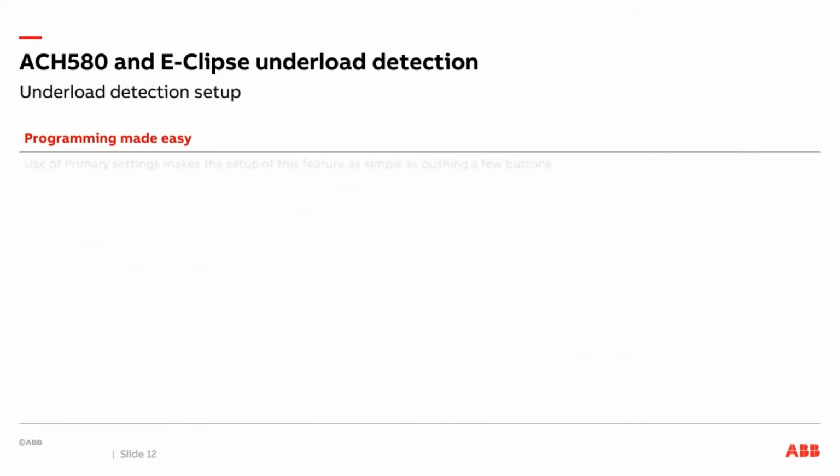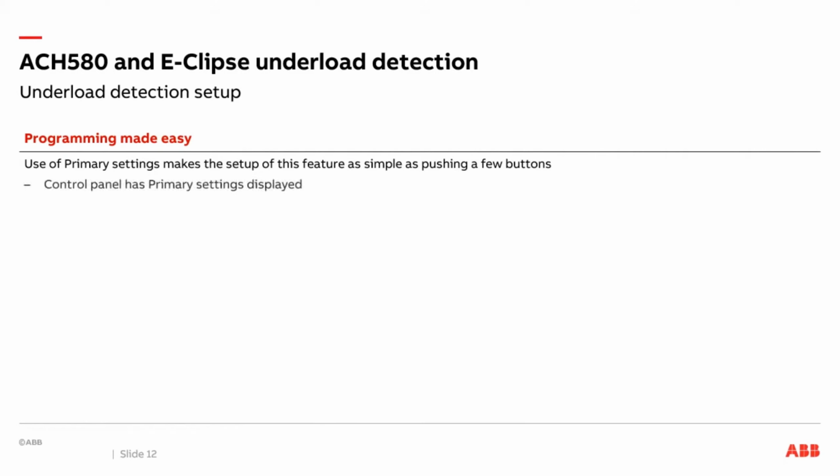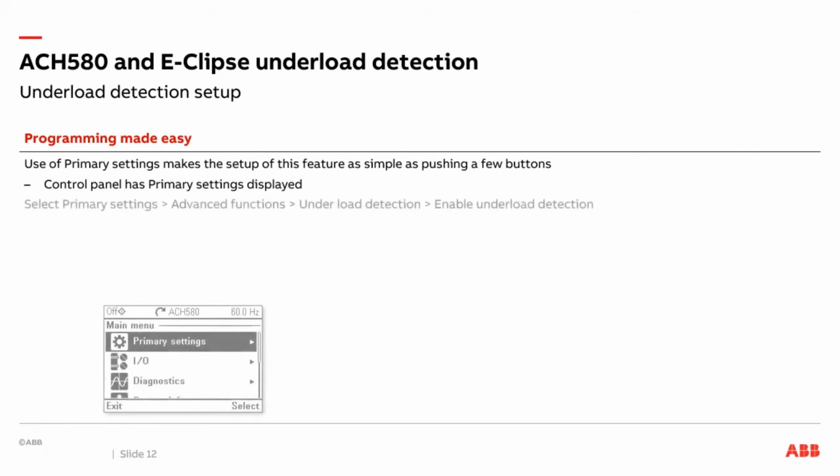The primary settings menu will make the underload setup fast and easy. The control panel still has primary settings displayed. From primary settings, select Advanced Functions and then select Underload Detection. Select the Enable box to activate underload detection. Our default selection for source signal is motor torque.